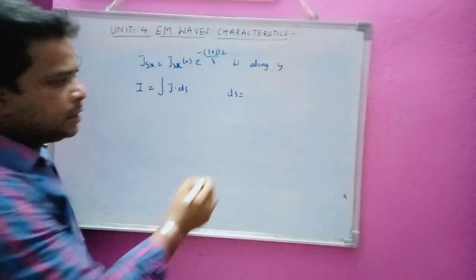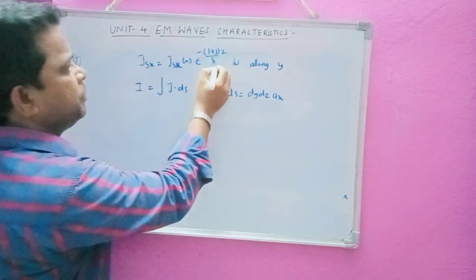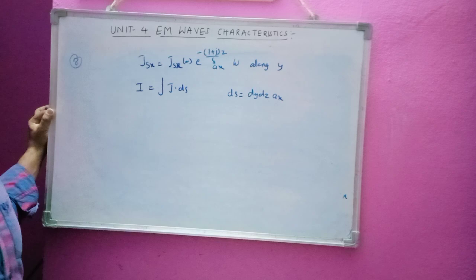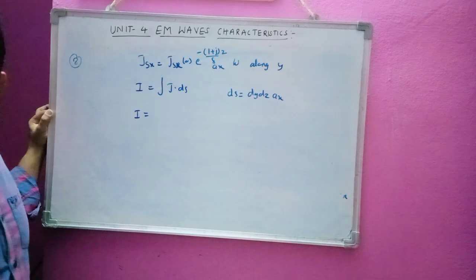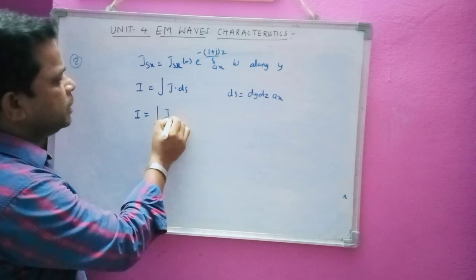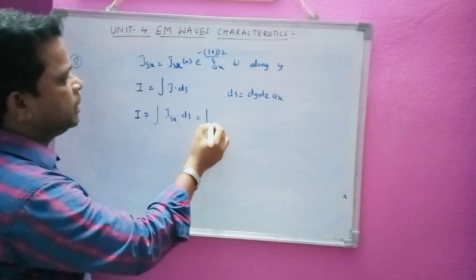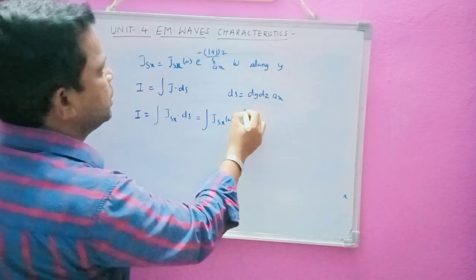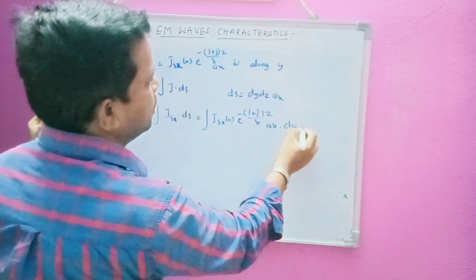He is saying that it is dy dz into ax, and here we also have ax, because it is in the x direction. Now if I substitute this value, the current I that we have to find is the integral of J_sx of 0 e^(-(1+j)z/δ) ax dot dy dz ax.